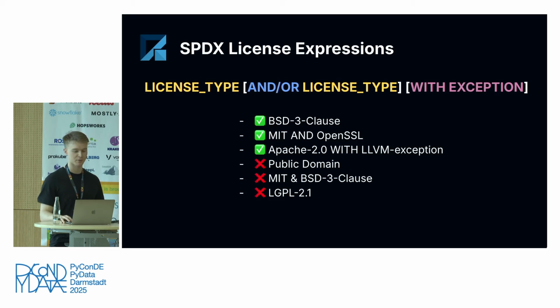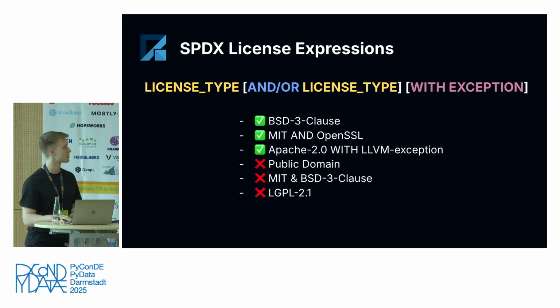To give you some examples, I already mentioned it, BSD 3-clause is one of the really common licenses you see in the Python world, and then we have MIT and OpenSSL. You might not know it, but OpenSSL is valid SPDX. So we can show the chaining, and this would also be a valid expression in total. And then we have Apache 2.0 WITH an exception. Once again, you might not know this, but this is a valid exception. So this will also be valid SPDX.